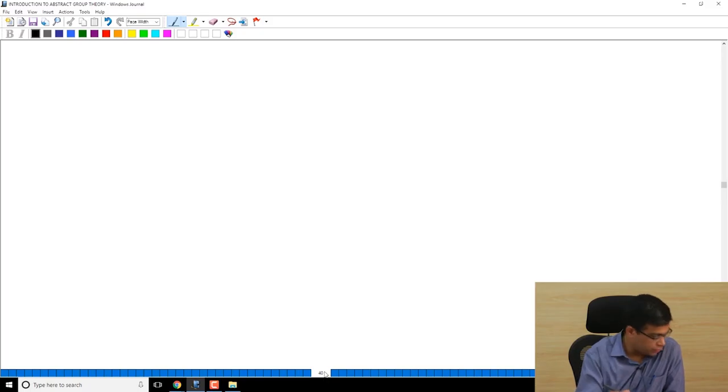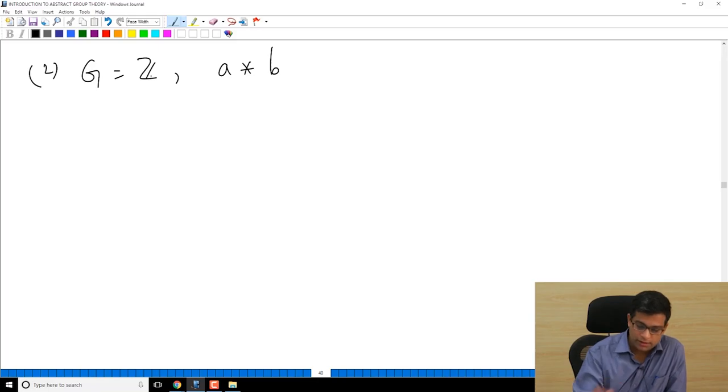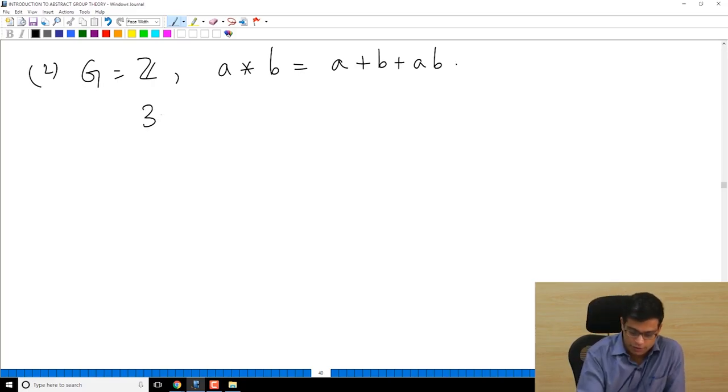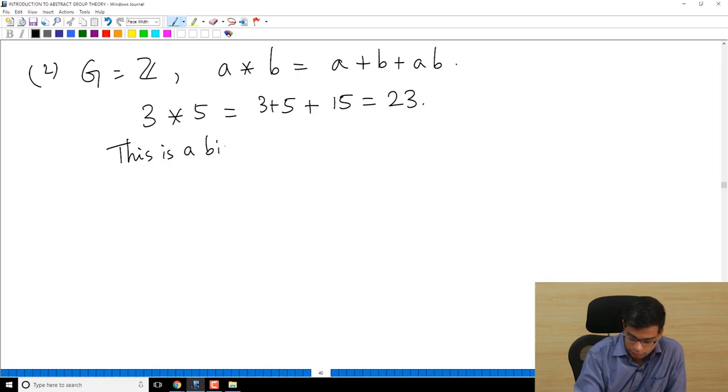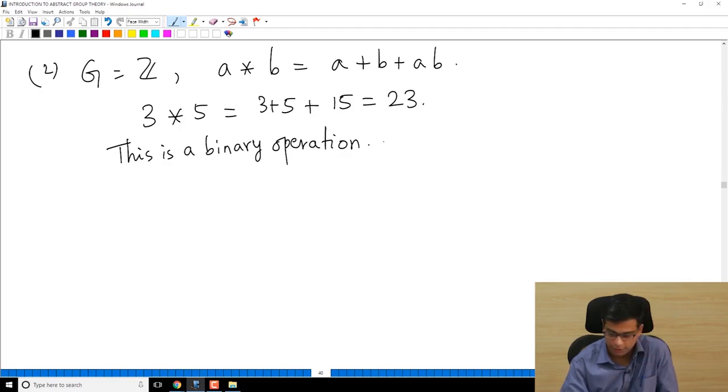Okay, let me look at a different example now. Let's look at the same set, but now I define a new operation. Again, the set is the set of integers, but the operation is the following. A star B is defined to be A plus B plus AB. Okay. So this is again the definition of an operation. So for example, if you do 3 star 5, you get 3 plus 5 plus 15, so that is 23. So this is certainly a binary operation, because if you perform this operation on integers, you do get an integer.